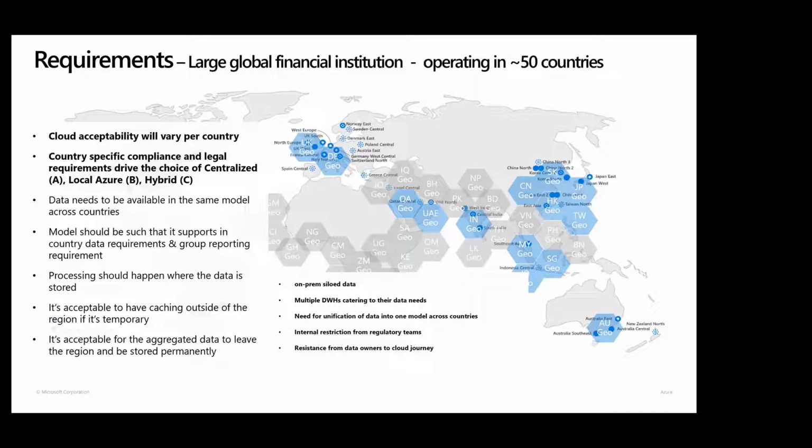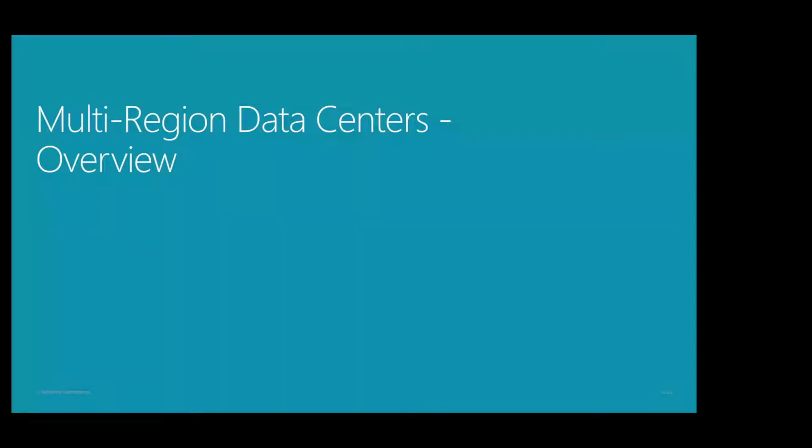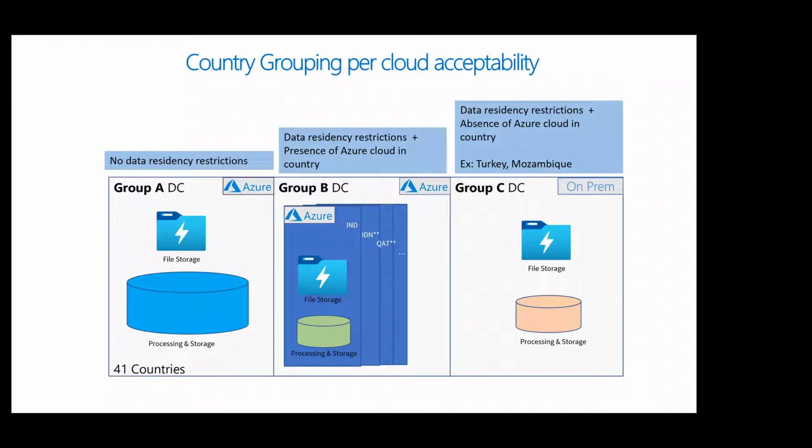Starting with this, I will go through each requirement one by one and show you how we addressed them using Synapse Analytics or even Azure Data Services for that matter. Because there are three different categories, where countries may have data residency restrictions, may not have restrictions, or are not ready to move to cloud, we may have to come up with a strategy with multi-region data centers.